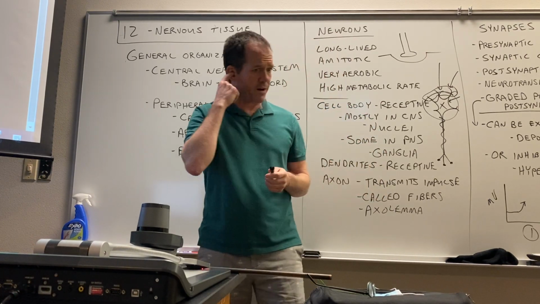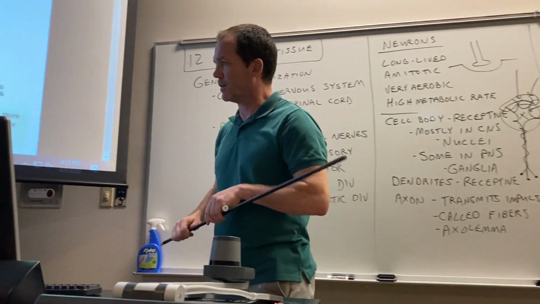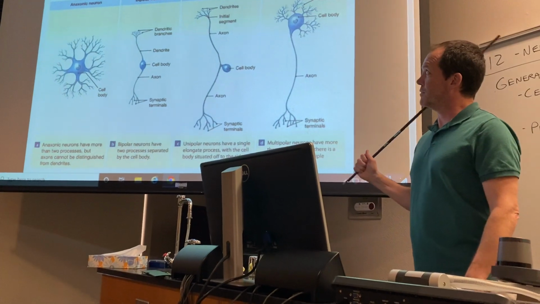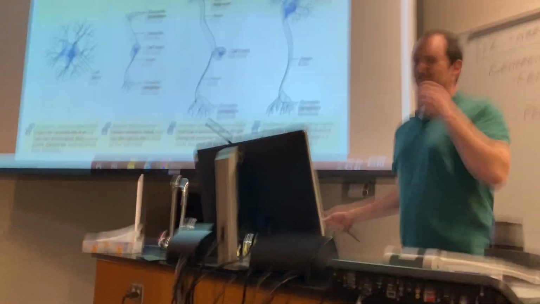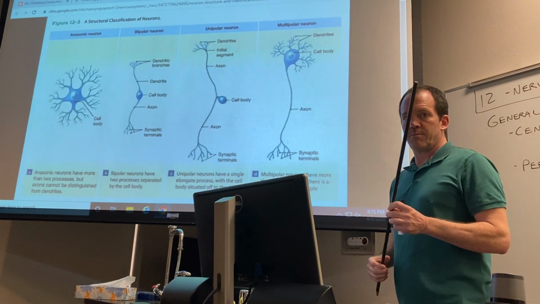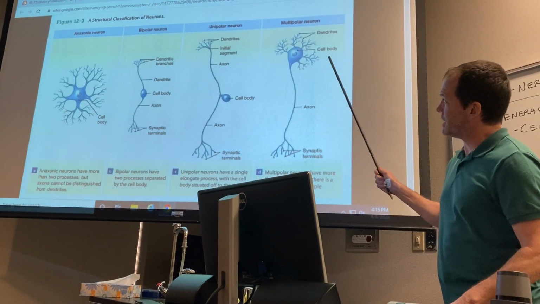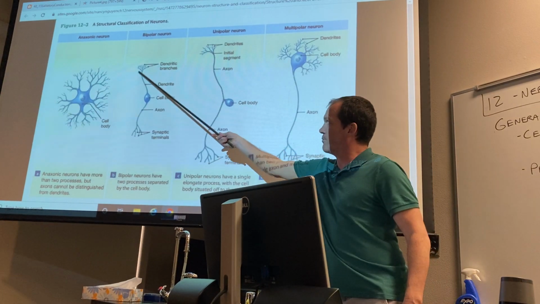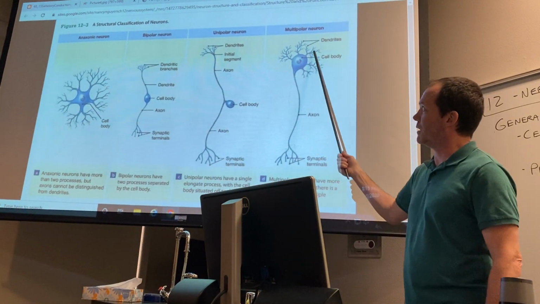All right, so let's look over here. Let's look up at the board at the projector screen. And I want to point out some neuron structural types. Are we center screened? Okay. So you can see that there's 4 basic types, and really three that are super commonly referenced.